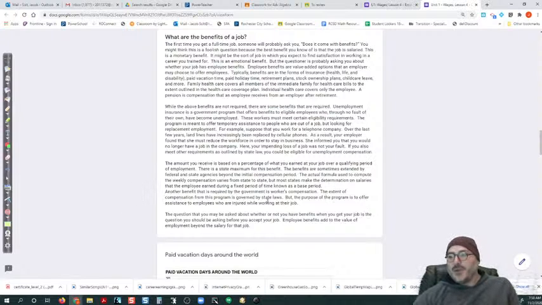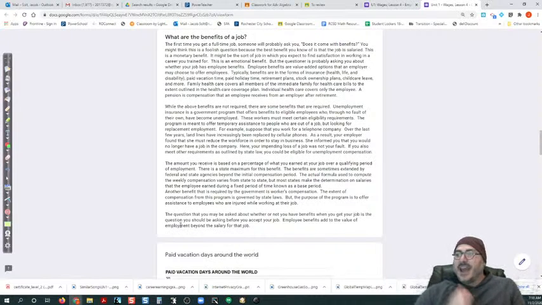Another benefit that is required by the government is workers' compensation. The extent of compensation from the program is governed by state laws. The purpose of the program is to offer assistance to employees who are injured while working at their job. The question that you may have asked about whether or not you have benefits when you get the job is a question you should be asking before you even accept your job.